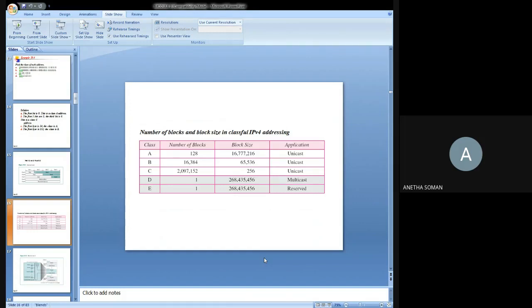The meaning is that many organizations can be provided with a class A address. Okay, now what is the block size of that? One block size will be 16,777,216. Block size is nothing but the number of addresses in each block. So just imagine you have 128 blocks, and each block will have 16,777,216 addresses. Okay, now out of that, you can just see a diagram.